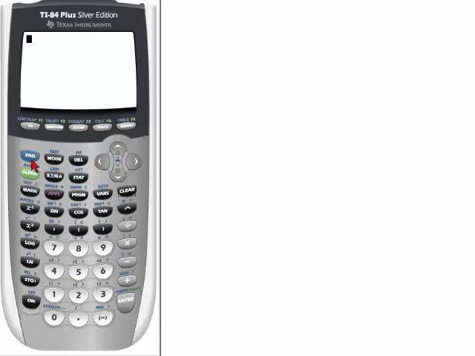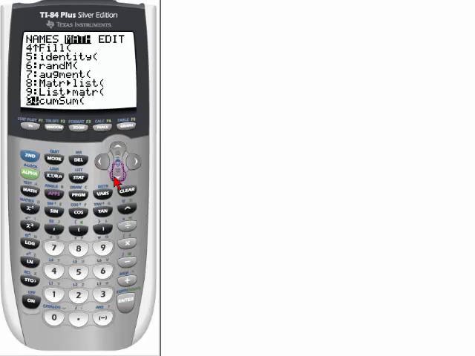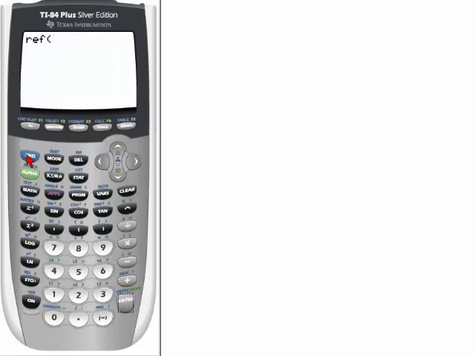Let's go back to matrix, so second function matrix, and we want to go over to math, and we want to compute the reduced echelon form of this matrix. So we'll scroll down till we find REF, and there it is. We'll select enter, and then we go back to matrix, so second function matrix, and we want matrix A, so we select enter, and then close the parenthesis and select enter.